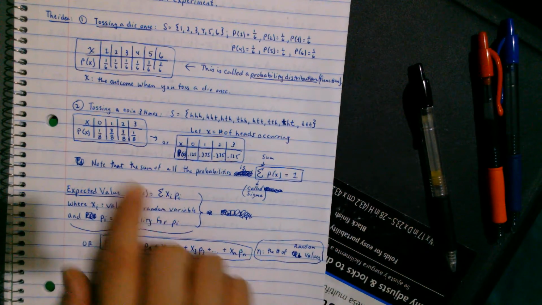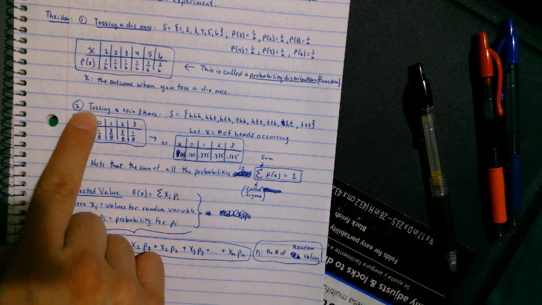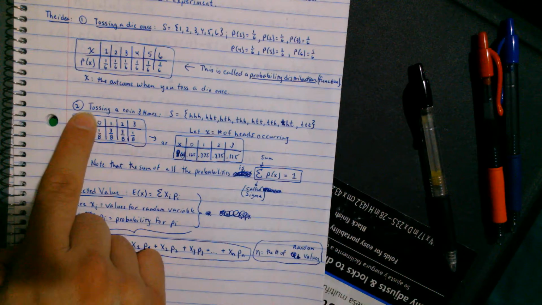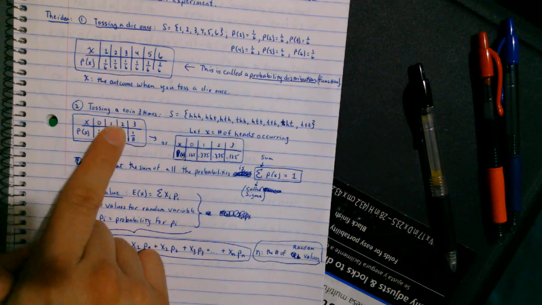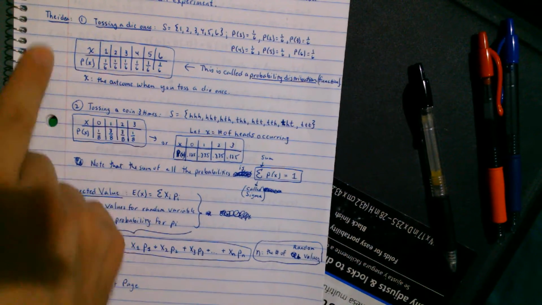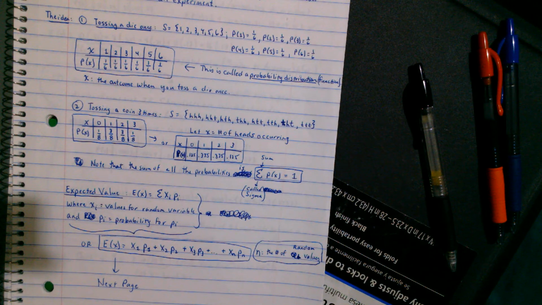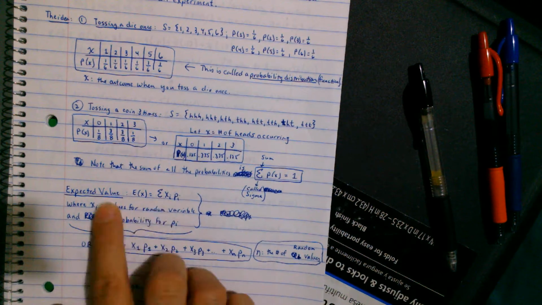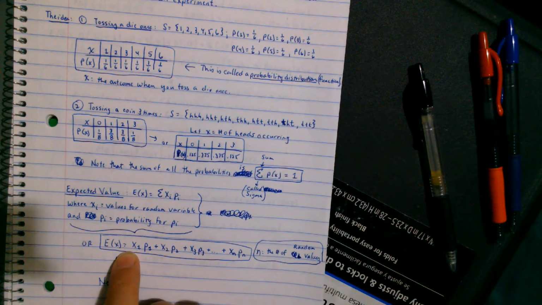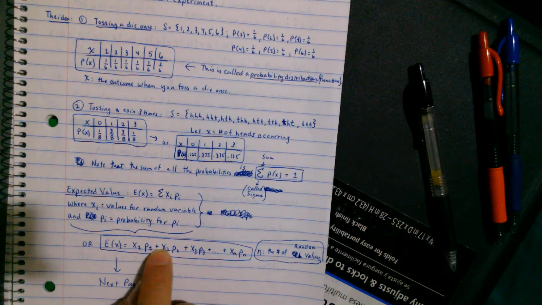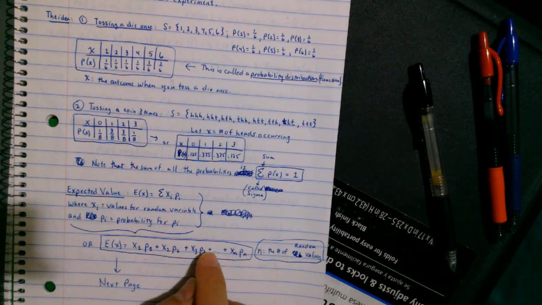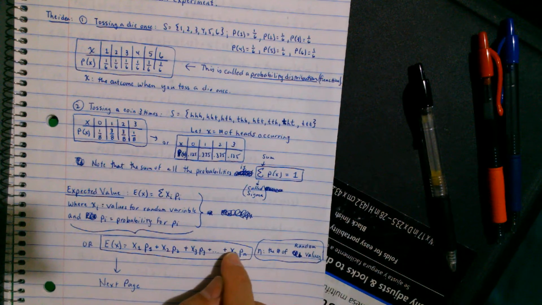So you're going to take each x value and multiply it by the probability of that x value. You're going to multiply the probability times the x value, and then you're going to add them all up. So that's what this fancy thing says. It's x1 times p1 plus x2 times p2 plus x3 times p3 plus dot dot dot xn times pn.